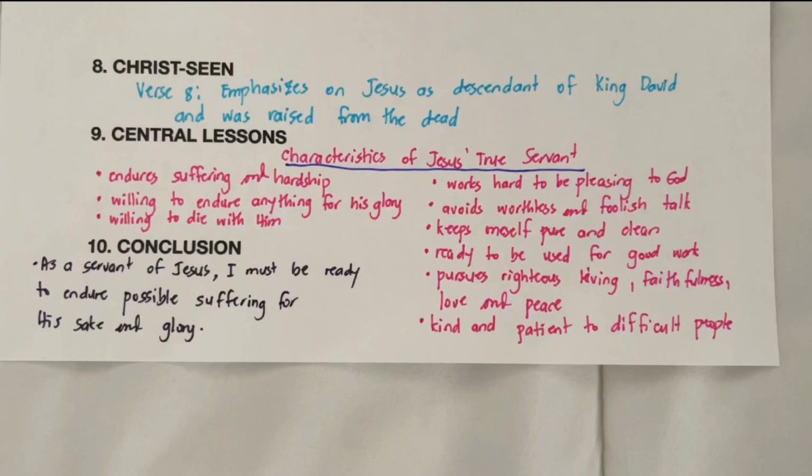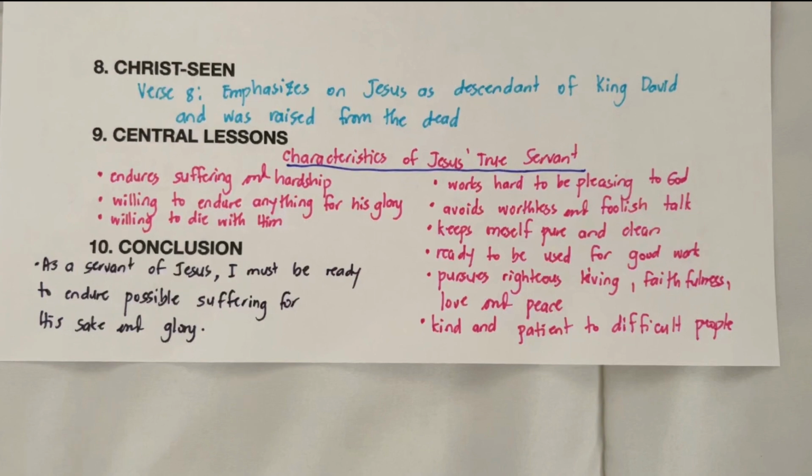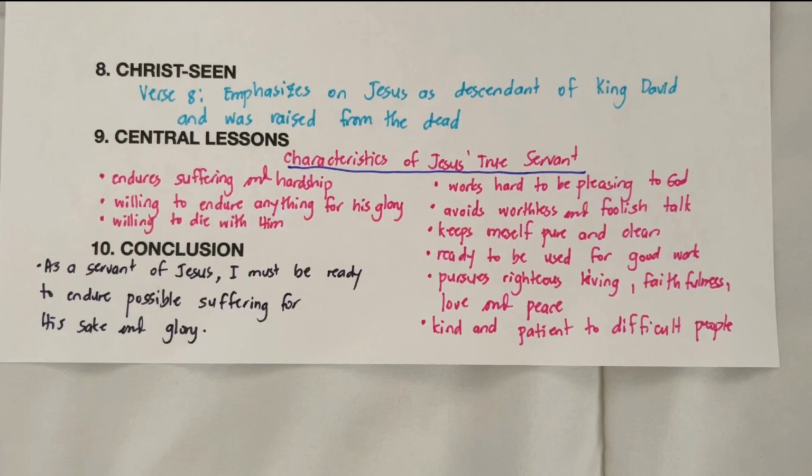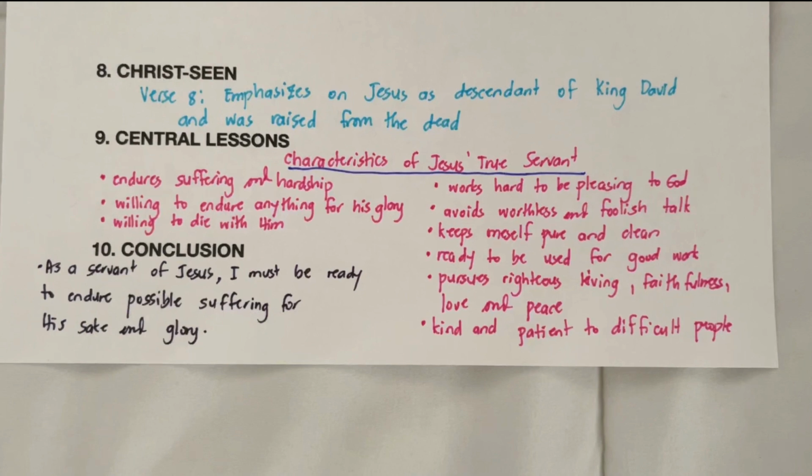Ninth, central lessons. There are so many central lessons we could get here, like the characteristics of a good soldier and approved worker of Jesus. So based on this chapter, a good soldier and approved worker of Jesus does these things. Oh my gosh, yeah, it's very challenging. And the last one is the conclusion.